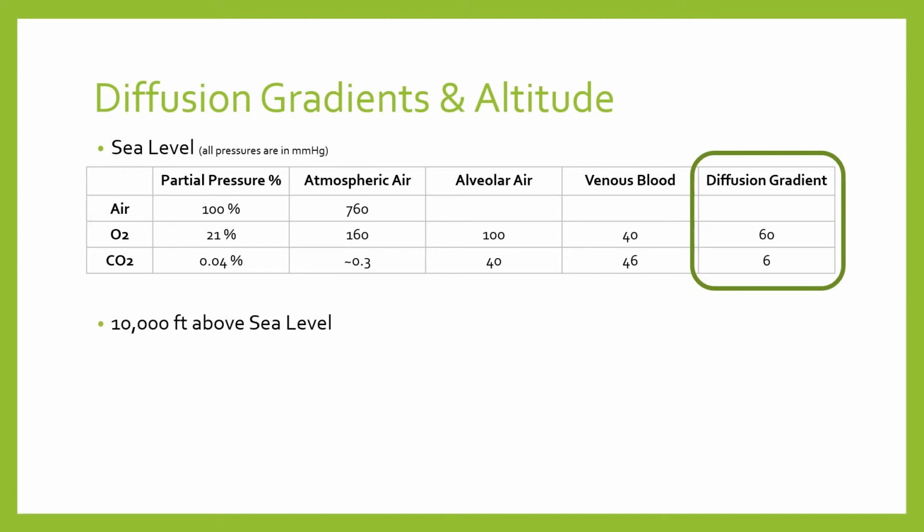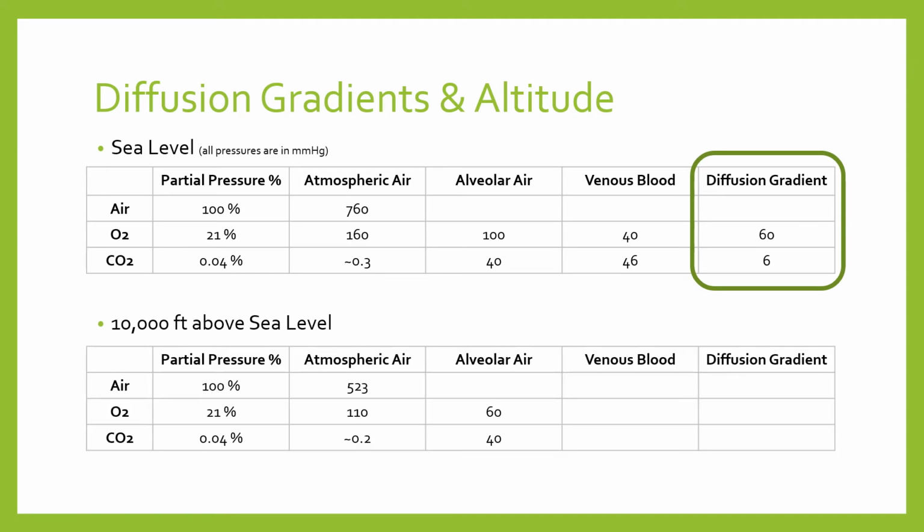But then we head up to altitude. Let's go up to 10,000 feet and look at the numbers again. So again, partial pressures in terms of percentages are the same. We've still got 21% is oxygen, 0.04% is carbon dioxide, but that relates to different pressures in real terms.